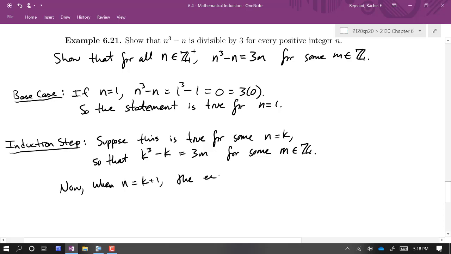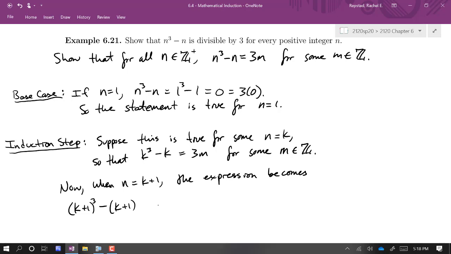So the expression that we're looking at is k plus 1 cubed minus k plus 1. Now, a lot of times people are just chomping at the bit to say that this is equal to 3m or 3 times whatever, and we cannot say that yet. I'm hoping to show that this is a multiple of 3, but we don't know that yet, so all I can do is some algebra on this expression.